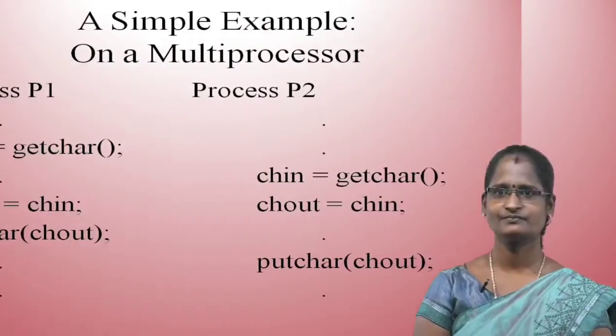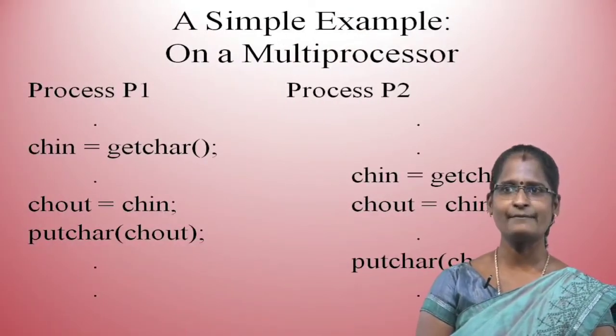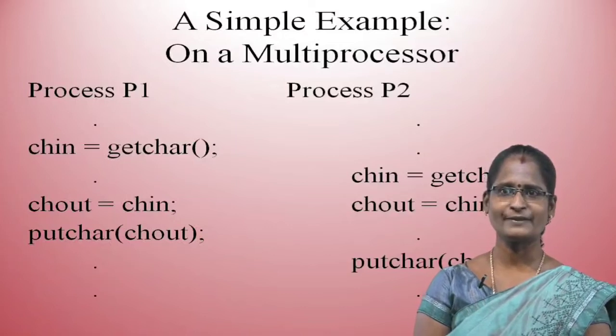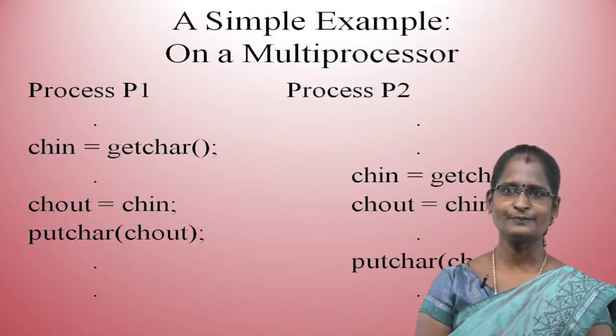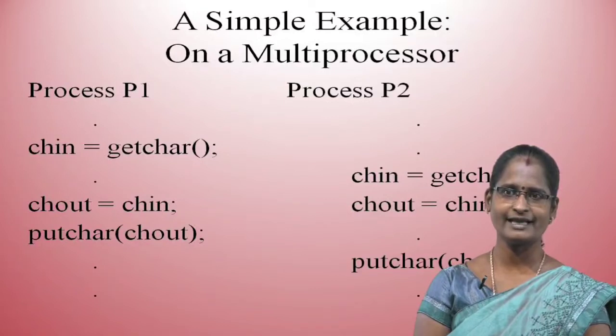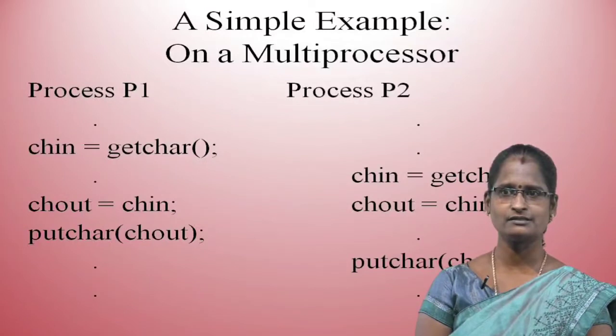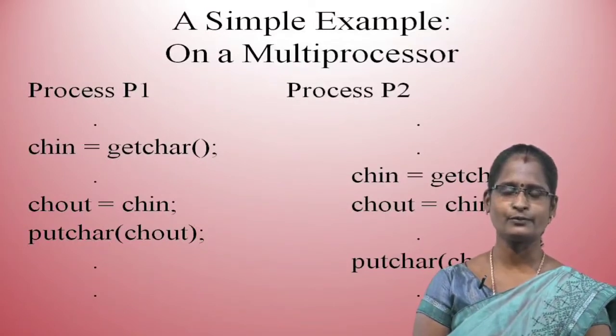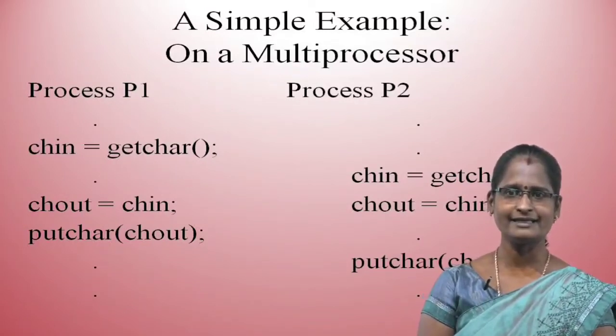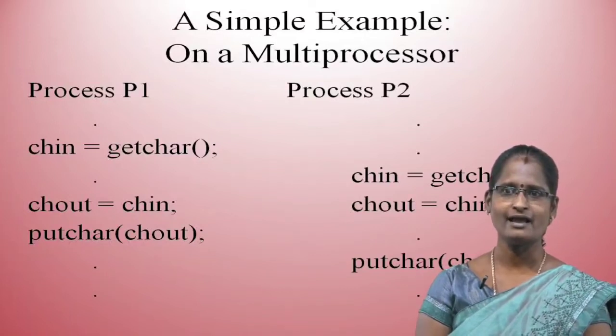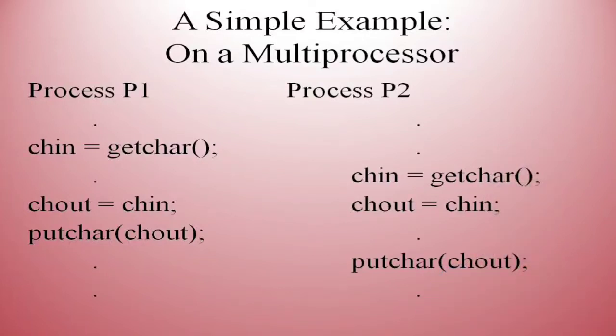Next, a simple example on a multiprocessor, with process P1 and process P2. In process P1: chin = getchar(); chout = chin; putchar(chout). The same steps occur in process P2: chin = getchar(); chout = chin; putchar(chout). The result is that the character input to P1 is lost before being displayed, and the character input to P2 is displayed by both P1 and P2.